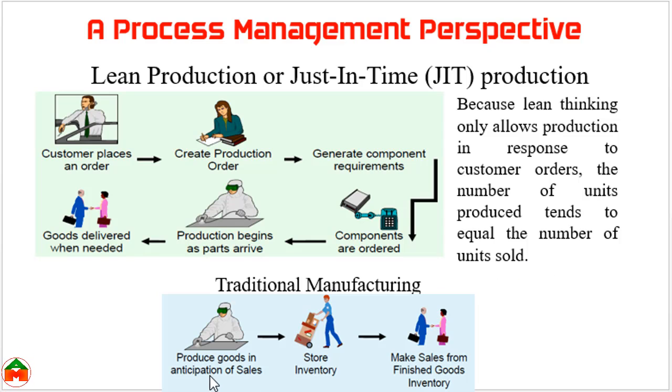That means traditionally we were accustomed to produce lots of products and store the inventory. After that, we make sales from the finished goods inventory or from the godown. Nowadays, under just-in-time production, the customer places the order. After that, the company creates a production order. Then the storekeeper generates component requirements, I mean, he provides the requisition for the materials. After that, the components are ordered by the purchase manager. Then the production manager starts the production when the materials arrive. After that, goods are delivered when the customers need the product. In this way, we can minimize costing. That's why lean production or just-in-time production is a modern technique.